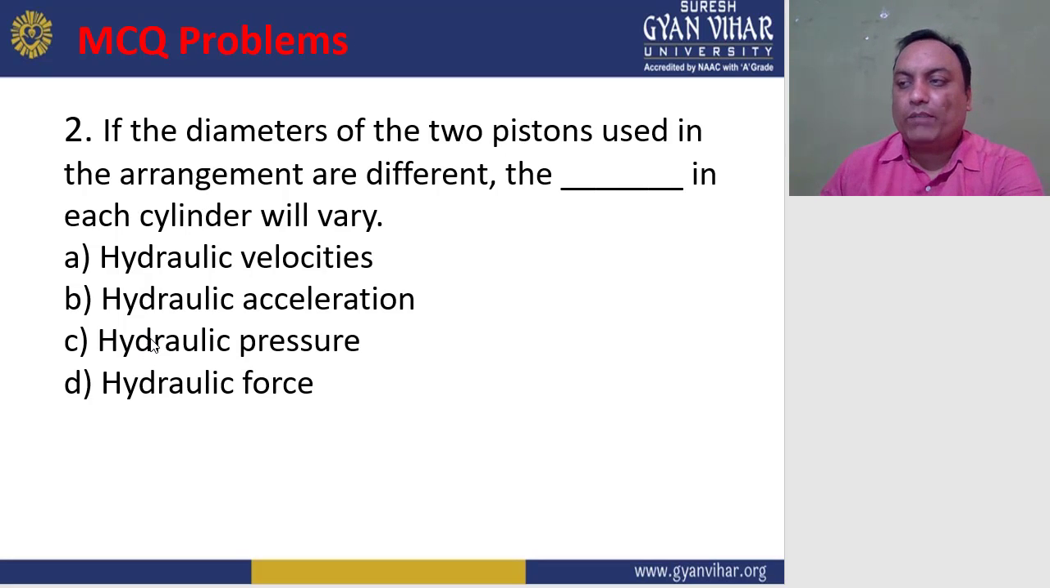If the diameter of the two pistons used in the arrangement are different, the blank in each cylinder will vary. Option A is hydraulic velocities, B is hydraulic acceleration, C hydraulic pressure, D hydraulic force. So if the diameter of the two pistons used in the arrangement are different, the hydraulic pressure in each cylinder will vary.